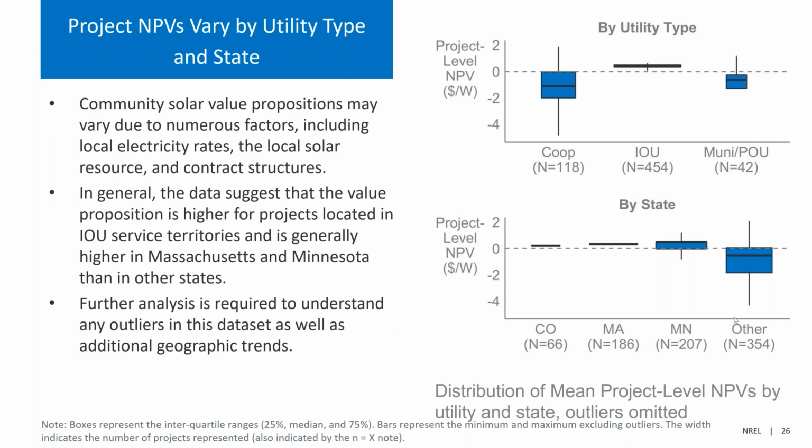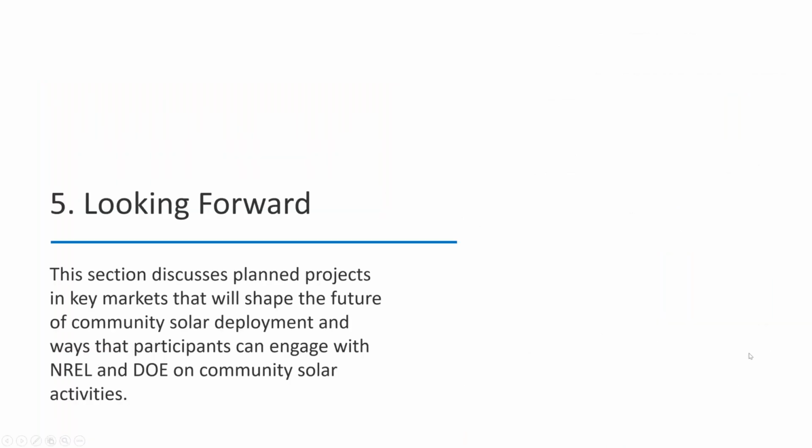And we see quite a large range, particularly in co-op projects, that really spans from negative $4 per watt to positive $2 per watt, a really wide range in net present value to subscribers. And with that, I'll pass it back over to Jenny.